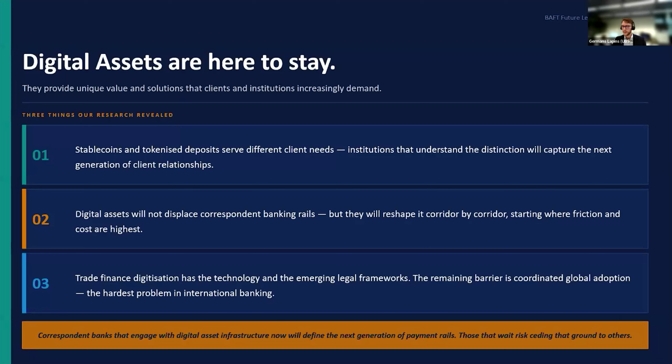What became clear to us through this work is that the real story here is not hype. It's not about crypto and so on. It is the gradual modernization of transaction banking infrastructure, especially in payments, liquidity, and settlement. I am now handing over to my colleague Nico, who will walk you through what our research has revealed.